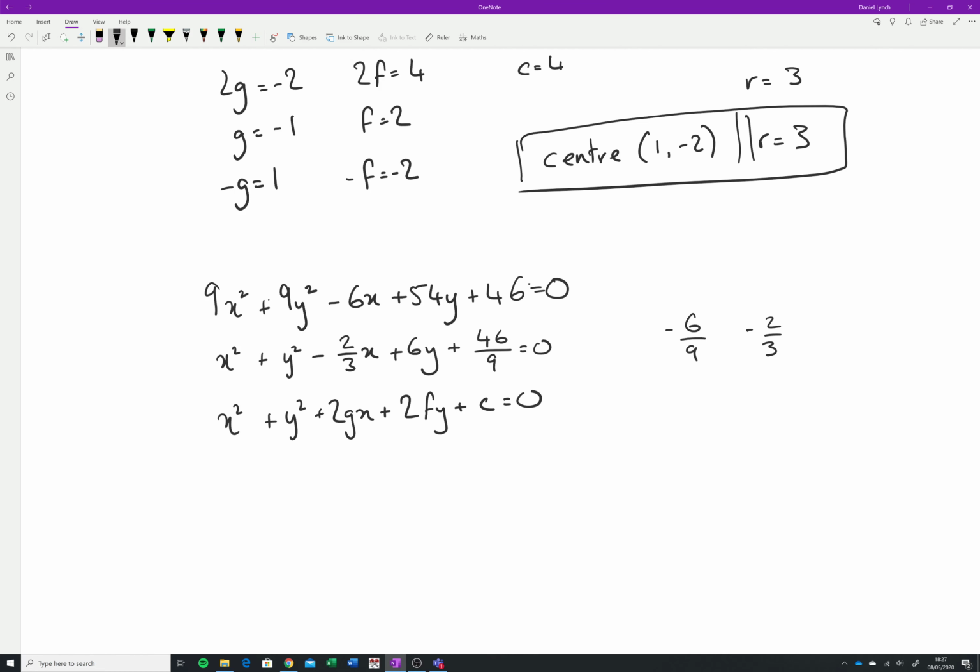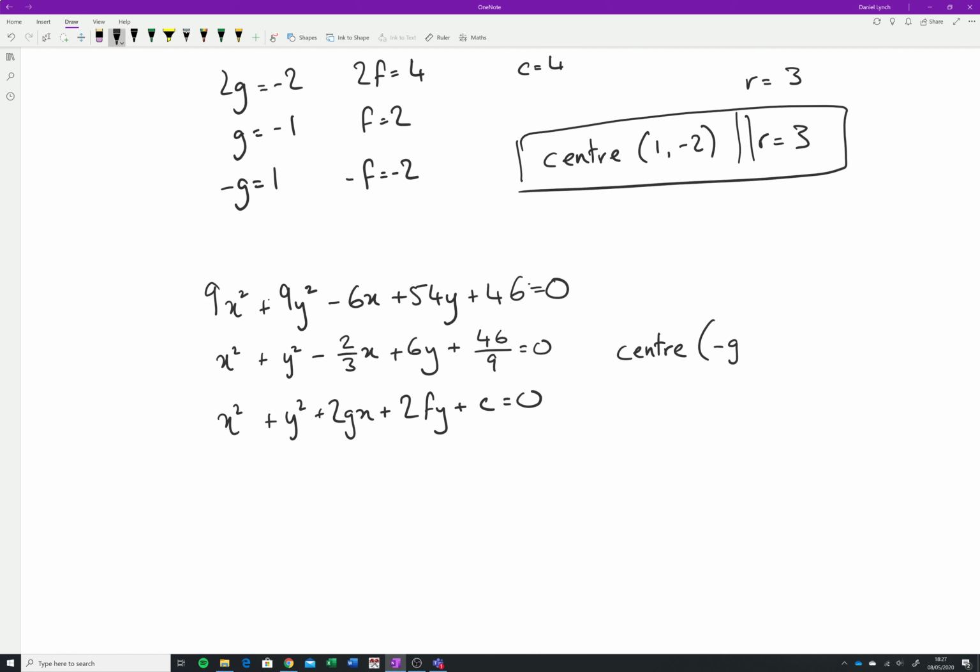What I would like you to do is pause the video. Remember, you're looking for the center, and you are looking for the radius. Best of luck. Okay, here come the answers. Hopefully you really have tried that out. You don't want to just watch me do this. It's tough enough just watching, but you gotta get involved with it.